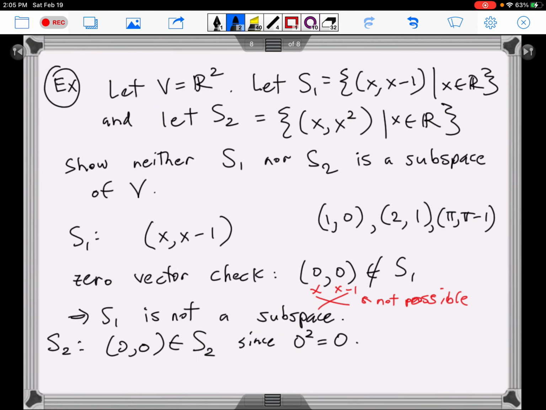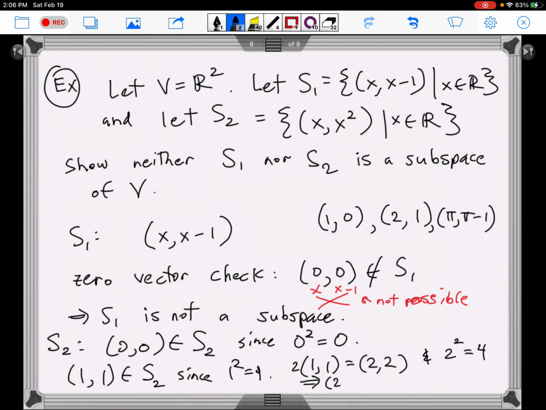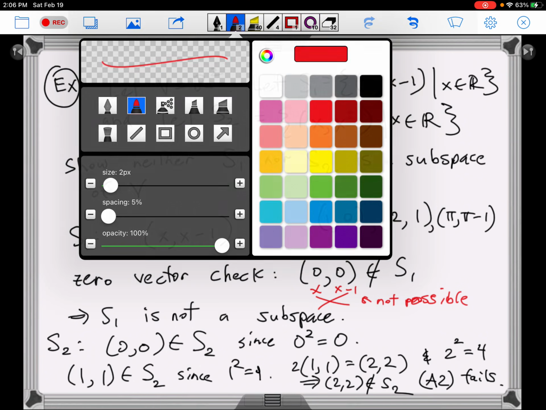So what's an easy way to do this? Well, let's take 1, 1. 1, 1 is inside of S2, isn't it? How do we know? Well, because 1 squared is equal to 1. But now let's multiply it by 2. 2 times 1, 1 is equal to 2, 2. But 2 squared is equal to 4. So what does this mean? This means that 2, 2 is not in S2. And so what did we just show? We just showed that axiom A2 fails. It's not closed under scalar multiplication. And so this gives us that S2 is not a subspace.